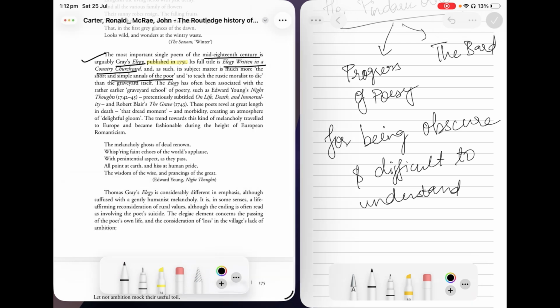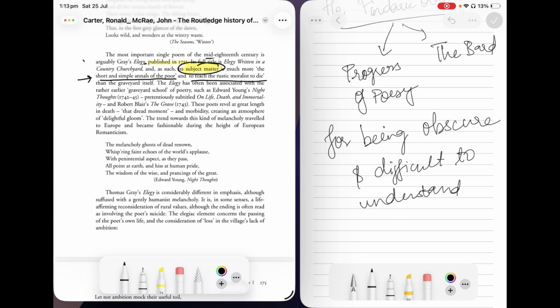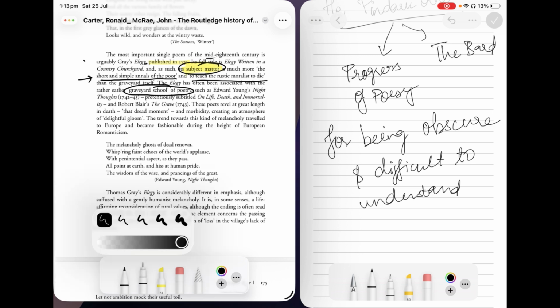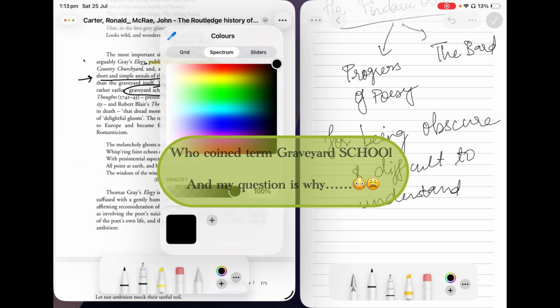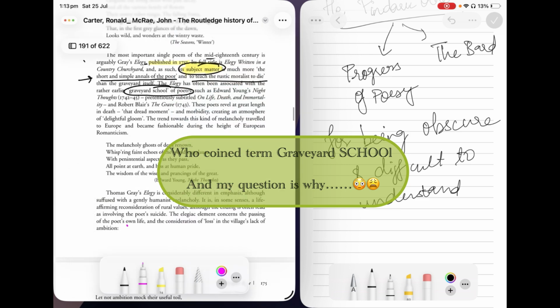Short and simple annals of the poor is the subject matter. I have already told you the subject matter is about the poor, short and simple. Samuel Johnson is asking: you are adding annals of the poor, then you are using artificial, complicated things. And these are the subject matter to teach the rustic moralistic to die. Then the graveyard itself. The Elegy has often been associated with the rather earlier Graveyard School of poetry, though this particular poetry is not Graveyard School poetry. It used to be included in the Graveyard School because some writers were writing in this style. So that's why they included this style as Graveyard School of poetry.